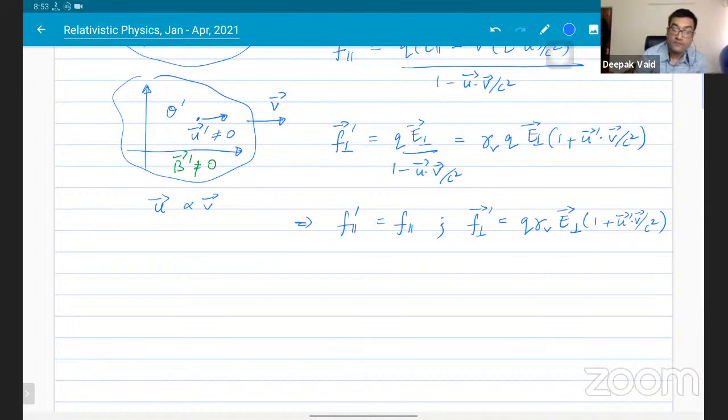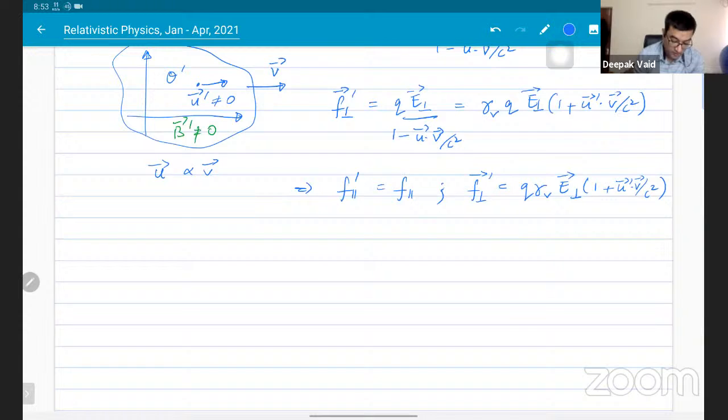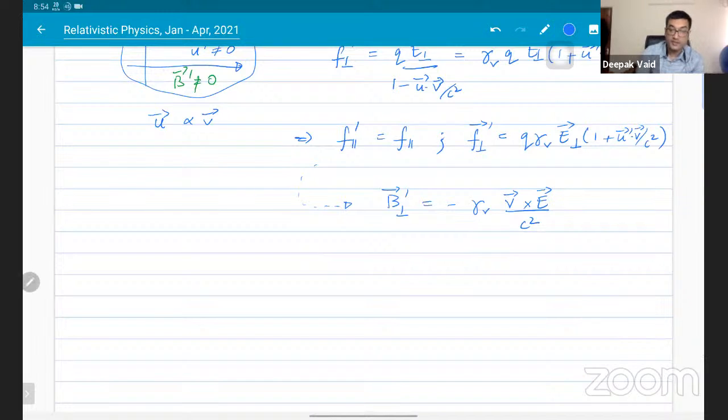Okay. So from this, why are some more reasoning, which is again not so transparent. And in the next class, I'll make it more transparent. We get that the perpendicular component of the magnetic field transforms in this way. So the end result, again, which as I said is not a very transparent expression, is the following.